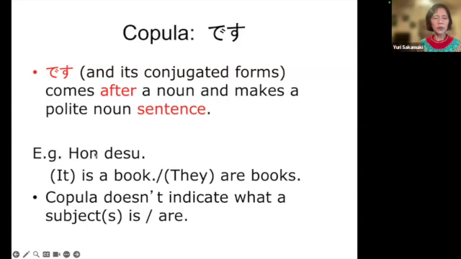So hon is a book. If you say hon desu, it's a book. They're books. All right. So it doesn't matter what we're talking about. This just presents a noun in a polite way.